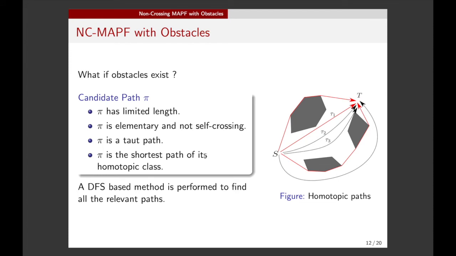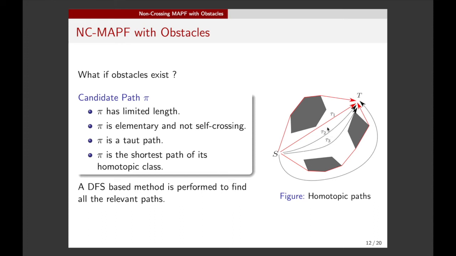And now we look at the case where the workspace contains obstacles. In this case, the difference is that from one anchor point to another destination, there might exist more than one possible path. Here we introduce a new definition, homotopic path. Two paths are homotopic if there exists a continuous deformation between them, without crossing obstacles.